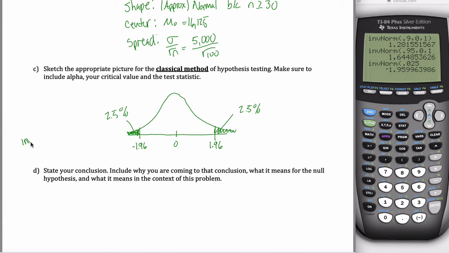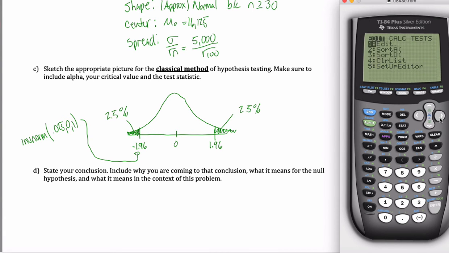And just for the sake of showing my work, I'll write that I got this by doing inverse norm, 0.025, 0, and 1. And that gave me that number. And now what I want to do is find my test statistic. And if my test statistic's in the rejection region, what I shaded, then I'm going to reject my null hypothesis.